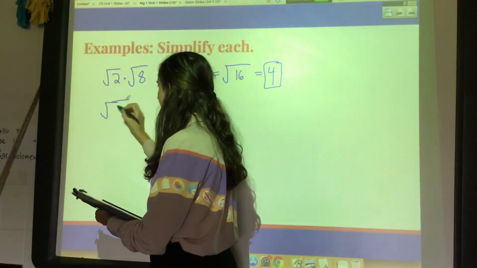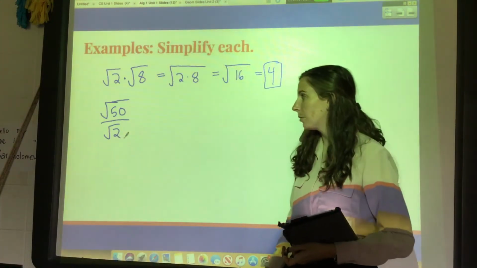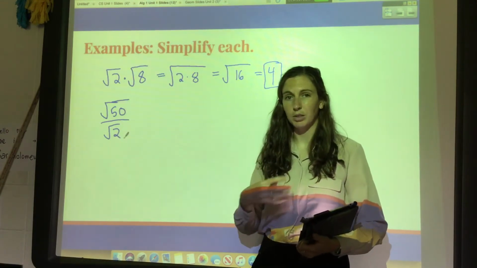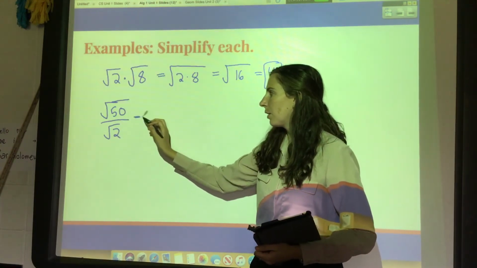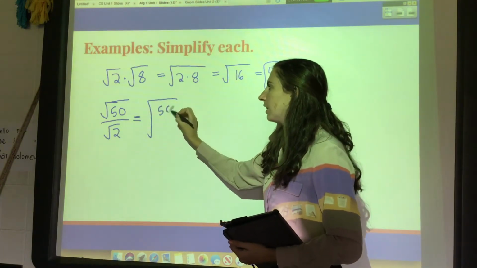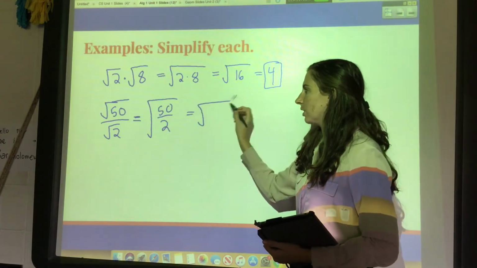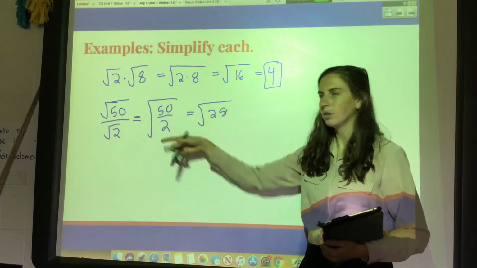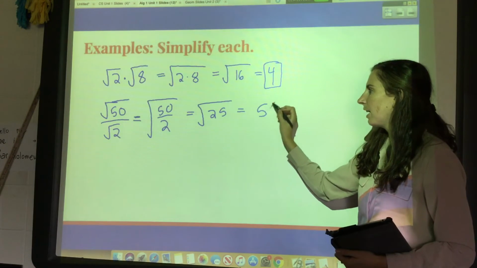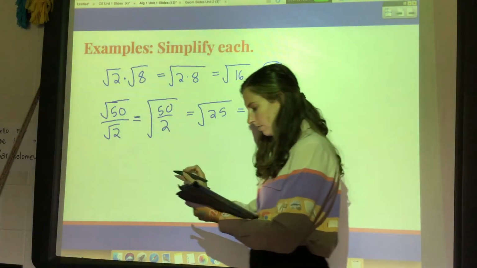Let's try this one. The square root of 50 divided by the square root of 2. Again, separately, I can't square root them by hand, but let's try combining them into 50 divided by 2, all under one radical, which is 25 if you divide those. Well, now the square root of 25 is just plain 5.